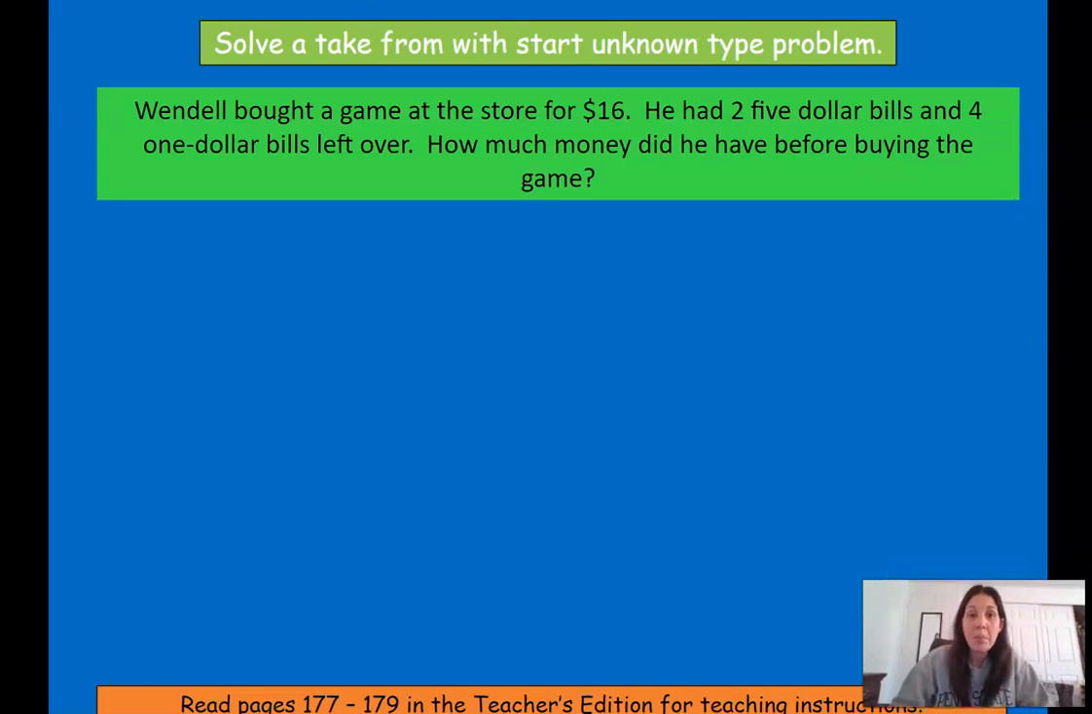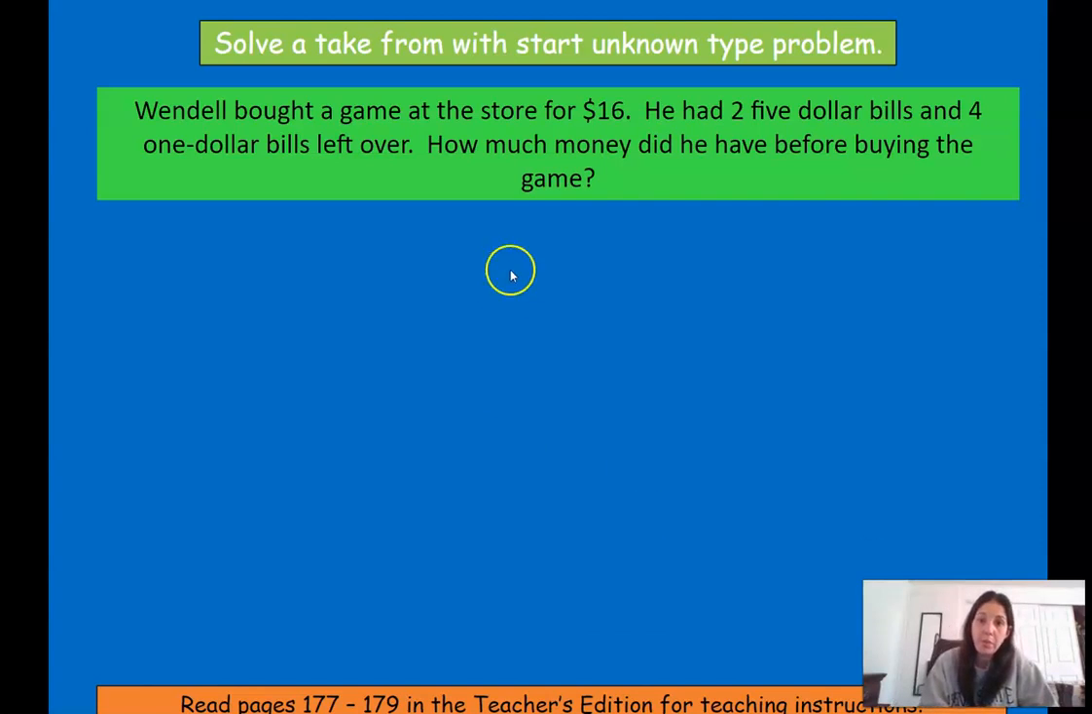Okay, let's look at this problem. Wendell bought a game at the store for $16. He had 2 $5 bills and 4 $1 bills left over. How much money did he have before buying the game?